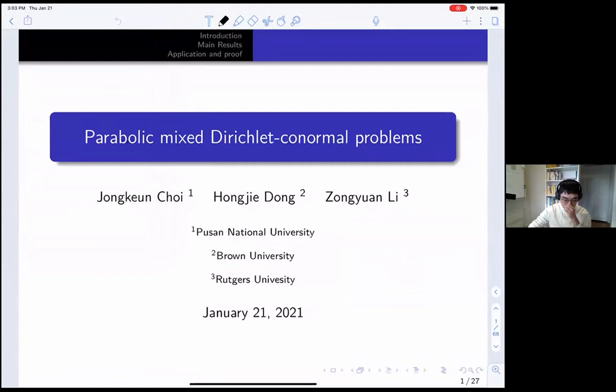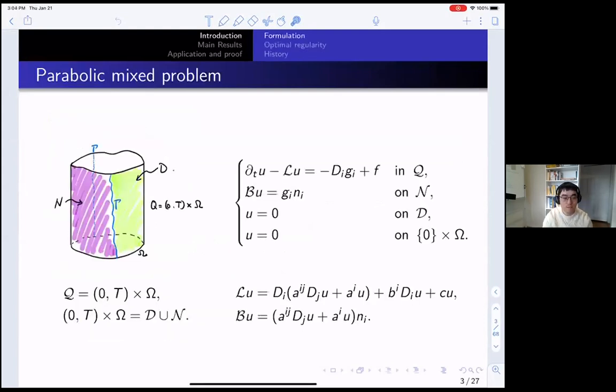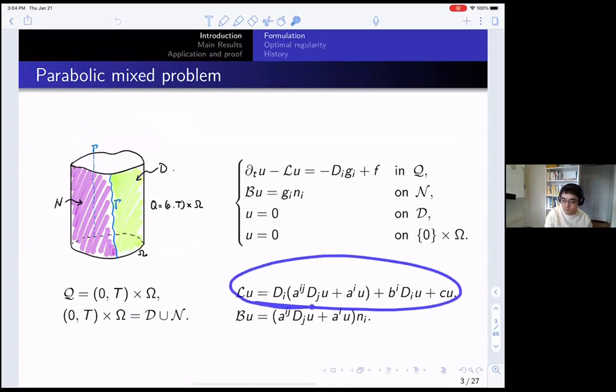Today I want to talk about these parabolic mixed Dirichlet-conormal problems, and these are some recent joint works with Jongkeun Choi from Pusan and Professor Dong from Brown and myself. Okay, so this is our problem. We discuss the divergence form elliptic equation, and this is the equation, the operator.